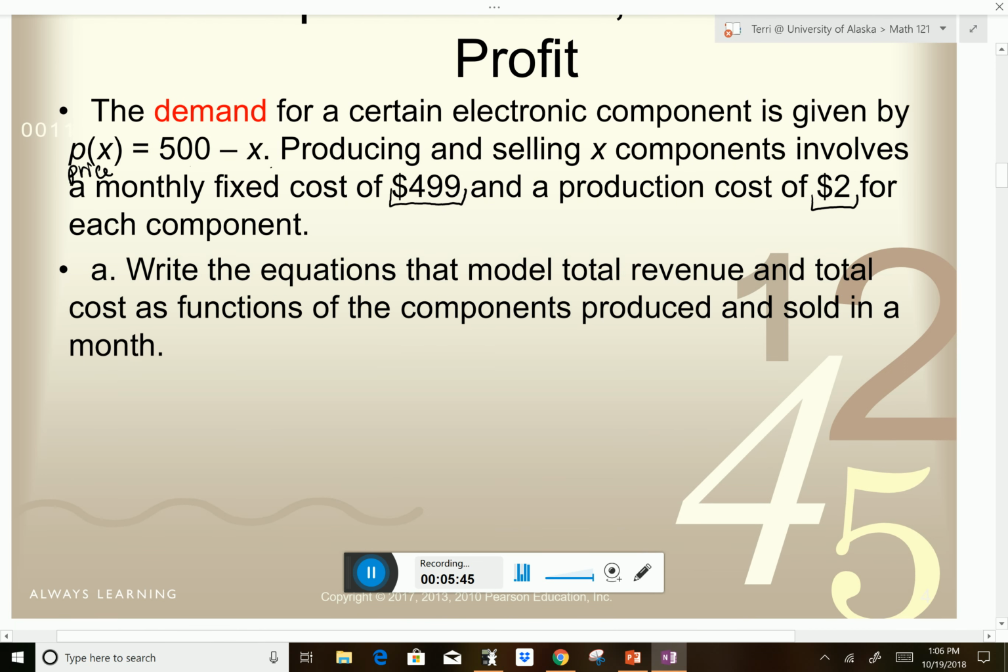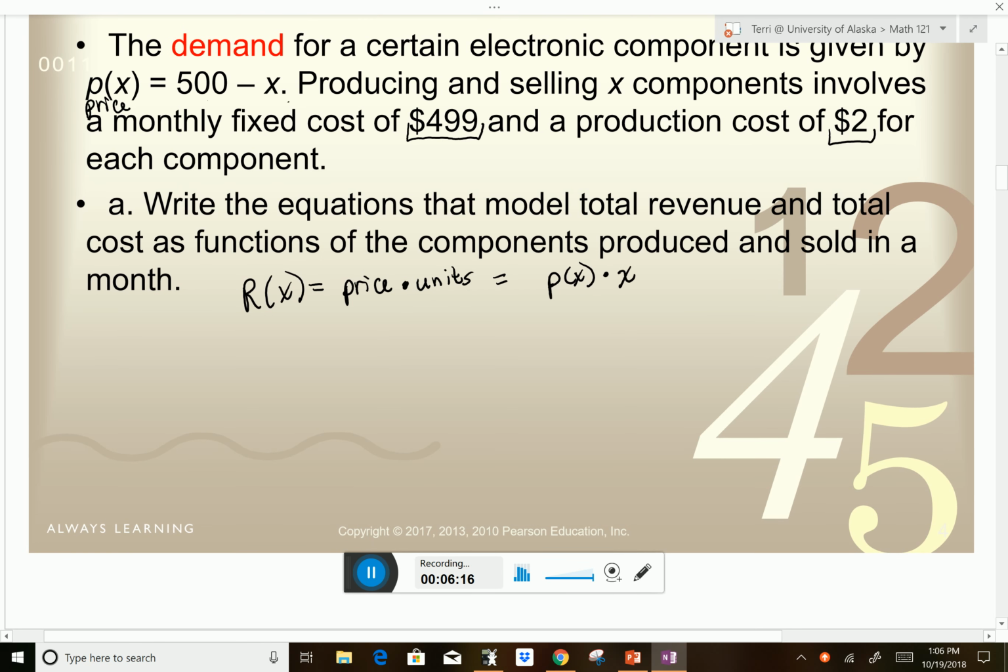So let's write the equations that model total revenue and total cost as functions of the components produced and sold in a month. So remember our revenue function is price times units sold. So in this case, our price is P of x and our units sold is x. So now we are multiplying by x, but that's the number of units sold is x.